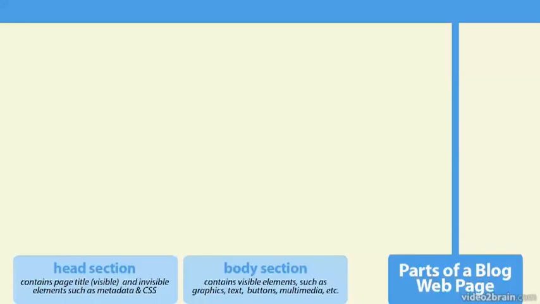So at the very top of your web browser, when you go to a web page, it might say welcome to Park County, Indiana, or welcome to whatever the name of the company's site is. That's the title, and that's the only visible part that's located in the head section. Everything else that you see on a web page is in the body section. So graphics, text, buttons, any multimedia like movies, those are all in the body section of the website.